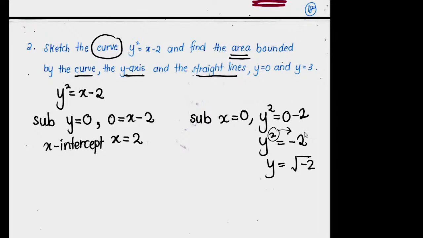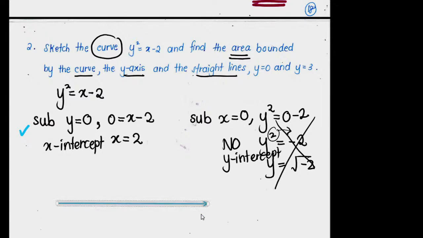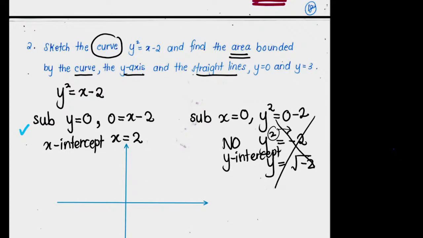Okay, so that means this part you no need to draw. If you get math error like this, that means the y-intercept does not exist. There is no y-intercept. So you just focus on drawing for this only. Okay, so now we do the sketching. You draw the x-axis, then you draw the y-axis. Okay, here is x, here's y, 0.